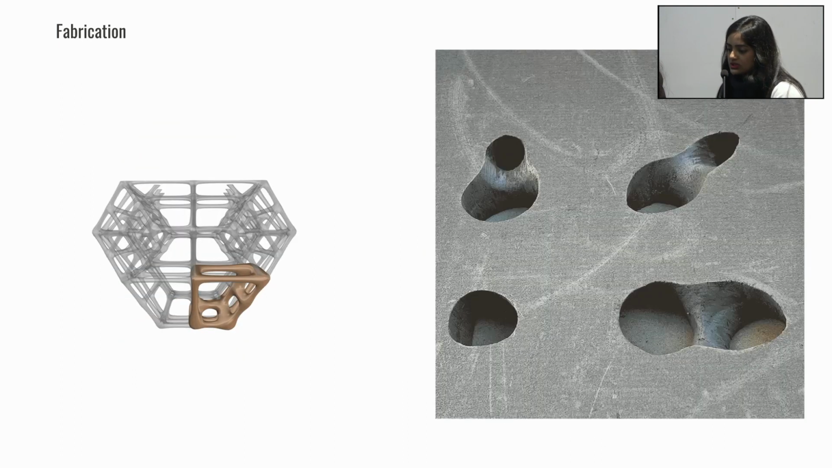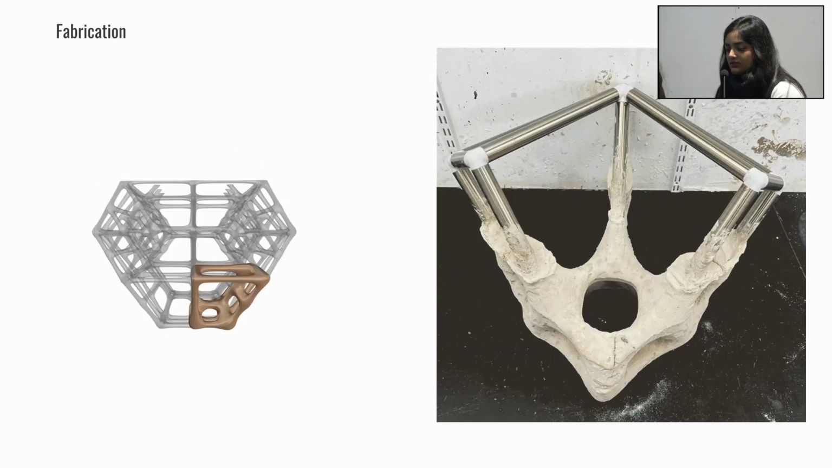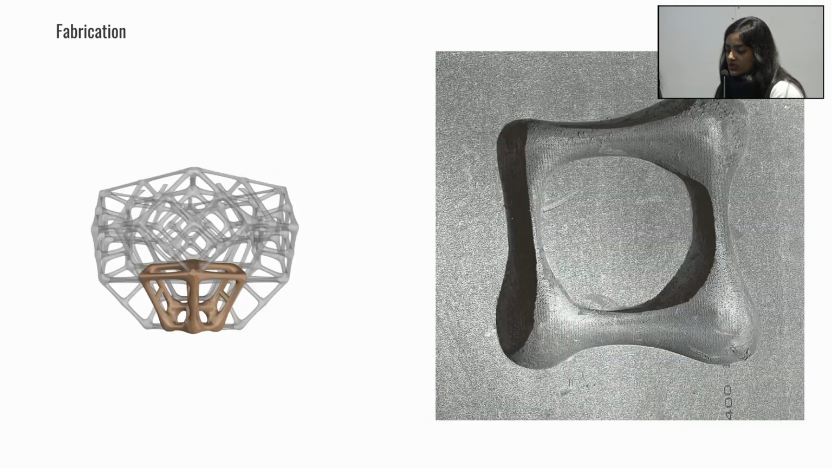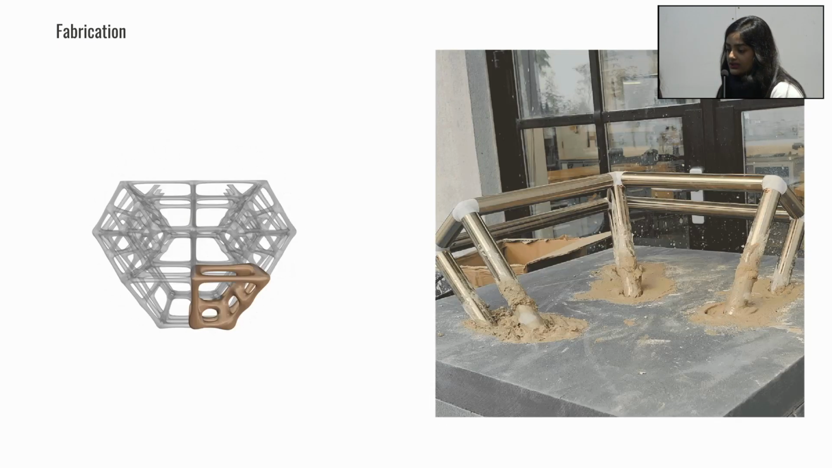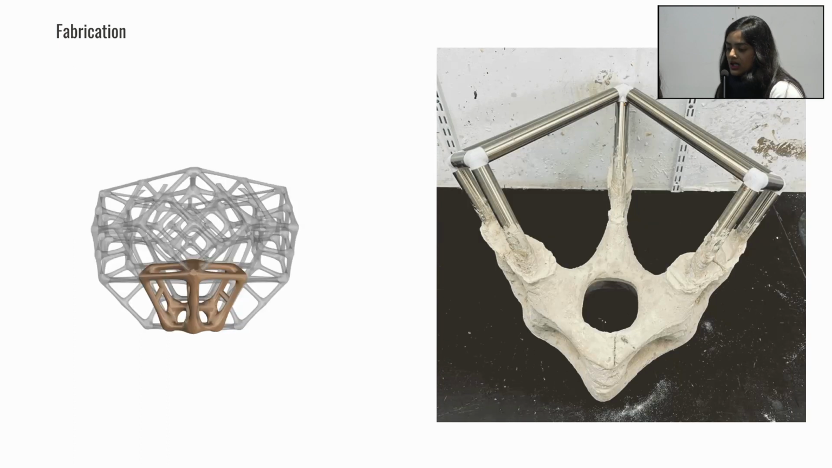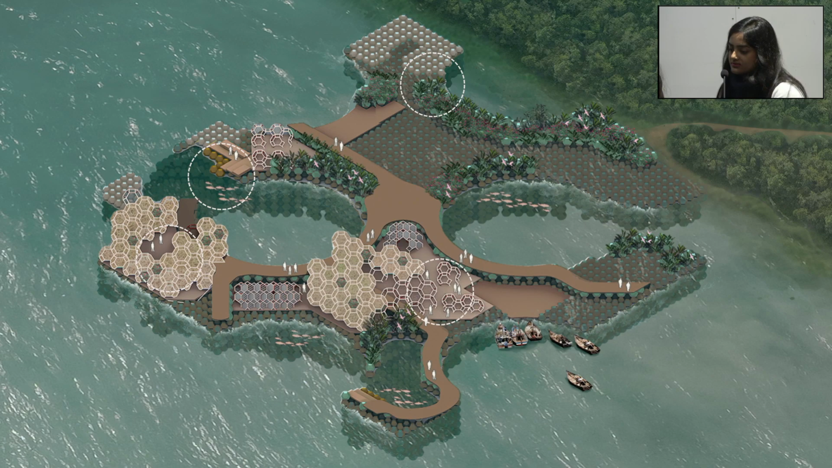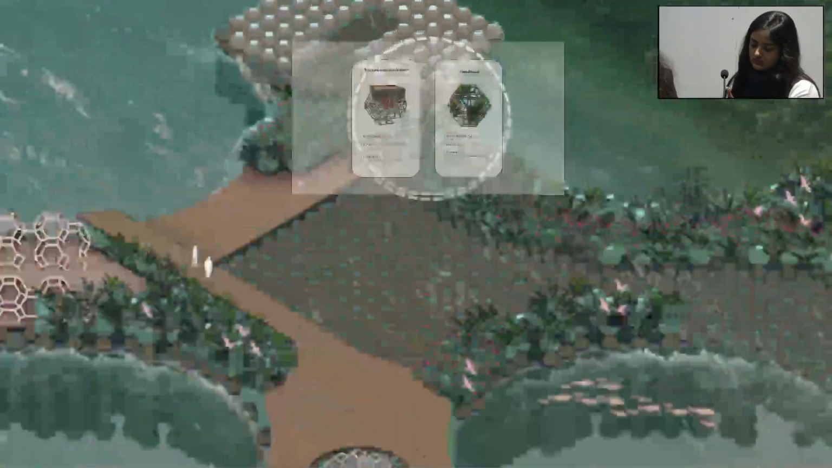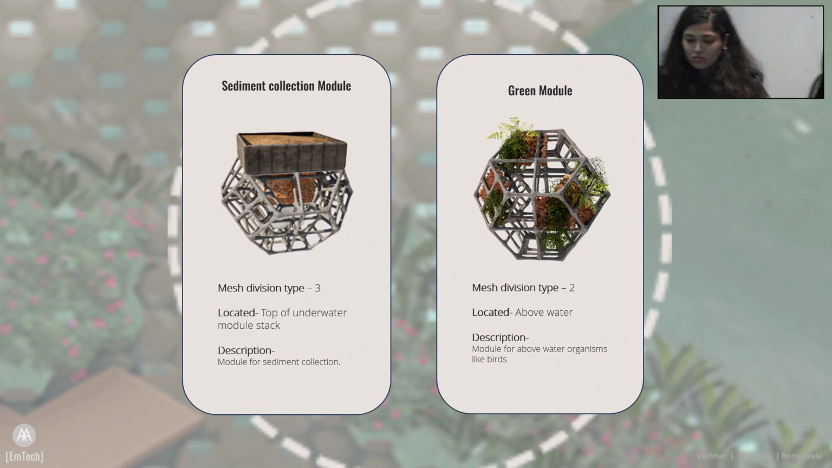A part of this module was cast as a physical experiment on a scale of 1:2, using a mixture of hydraulic lime, loofah, and sand as an aggregate around stainless steel pipes. For the next stage of the module types, sediment collection modules and green modules were taken up.